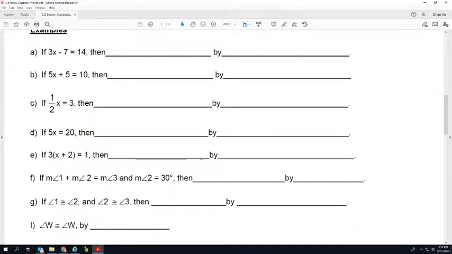Okay, so for our examples here, we're just basically going to show the next step. So if we've got 3x minus 7 equals 14, and you're solving this, what you would normally do is just add 7 to both sides. So that would make it 3x equals 21. And the property that I used in order to do that was the addition property. I guess it's the property of equality, so I'm just going to abbreviate POE for that. All right, next you've got 5x plus 5 equals 10.